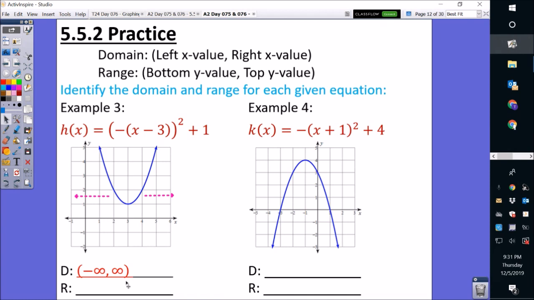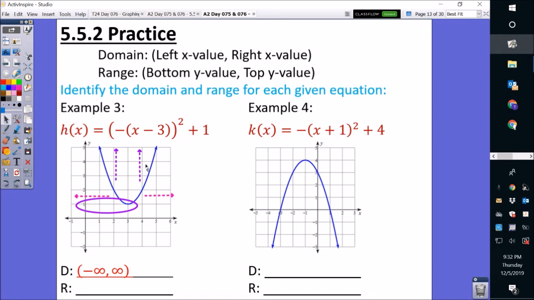So after identifying domain, then let's focus on the range. Now range is the bottom y value and the top y value. So for the bottom here, which is located right here, I'm going to circle that. In addition, I'm going to draw my arrows going upward because you see the two ends of the graph are going upward. So when I draw my arrows in my circle, it's going to look like this.